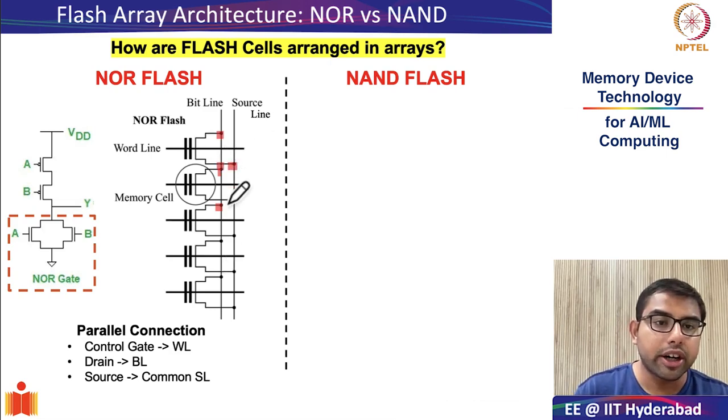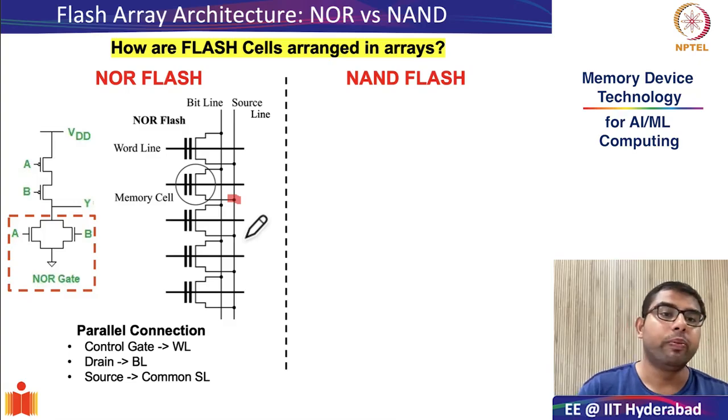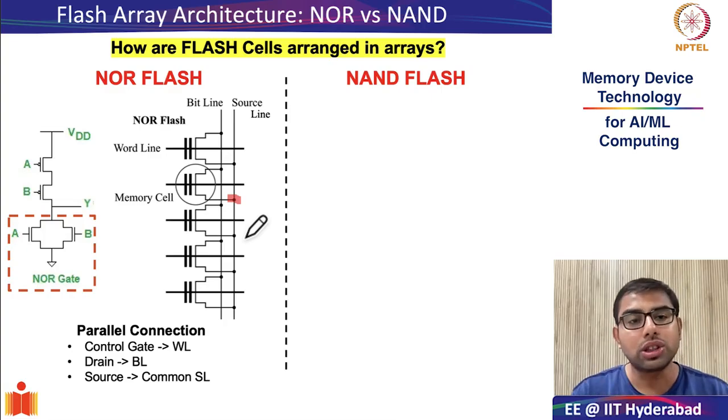So the source is connected to the source line. The source of the second transistor is connected to the source line, the source of the third transistor, and so on and so forth. Okay, so this is what facilitates the parallel configuration in a NOR flash cell. Why? Because the bit line is connected to the drain of each of the cells in the string, whereas the source line is connected to the source of each of the cells.